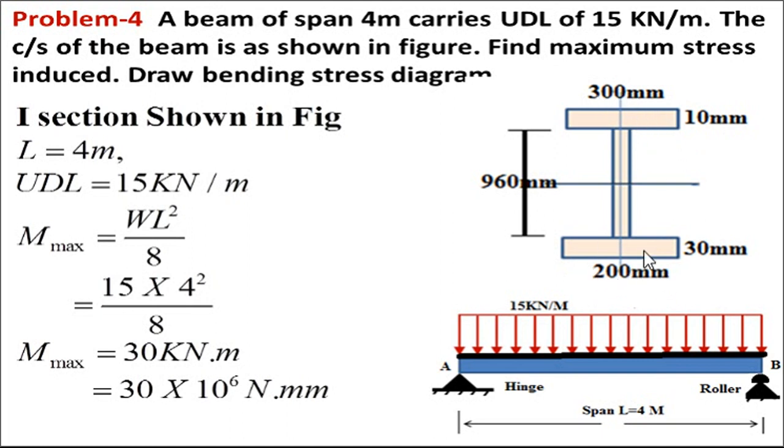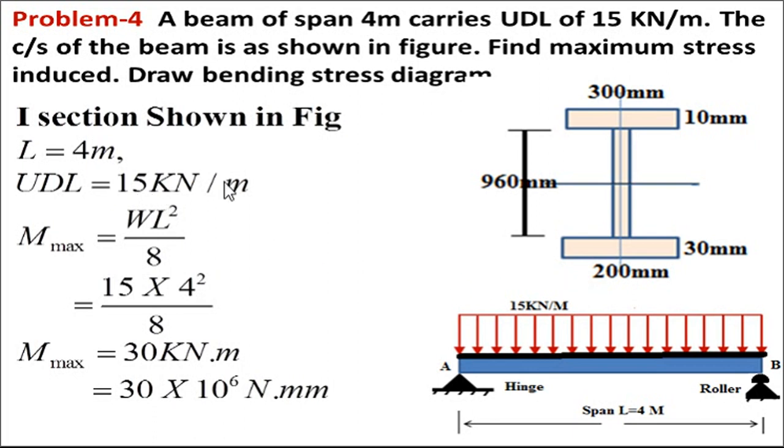This is an I section which is not symmetrical about the x axis, because it is symmetrical about y, but about x it is not. This flange is 300, this flange is 200. If both flanges had the same dimension, it would be symmetrical, but the given section is not symmetrical, so that's why yc and yt will not be the same.